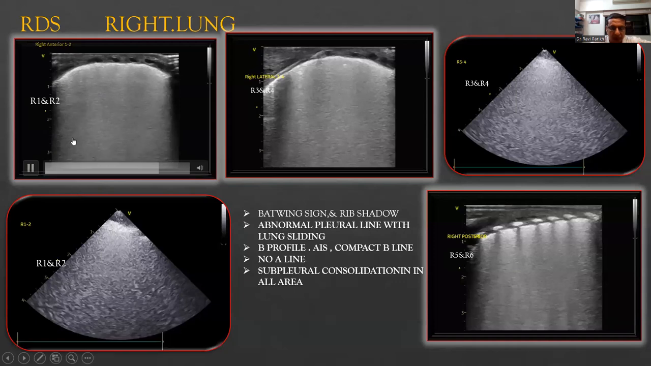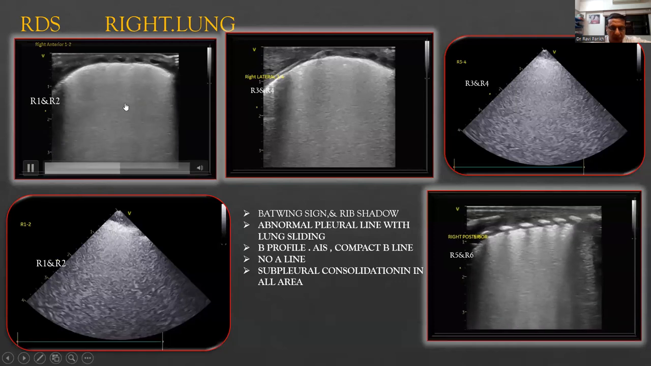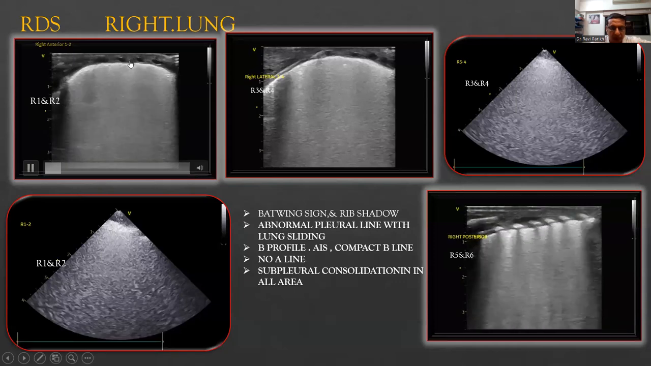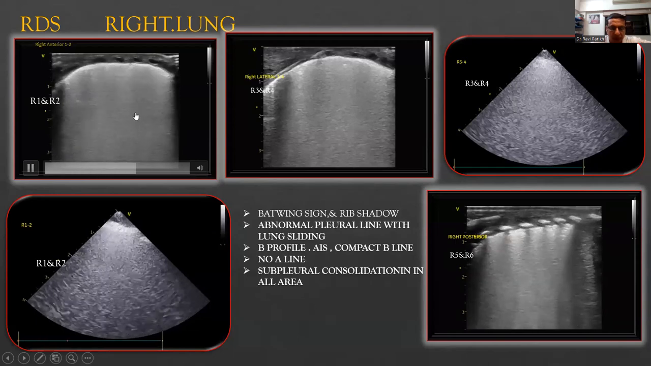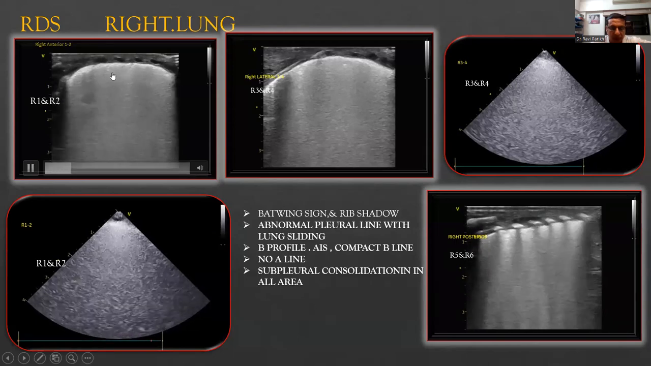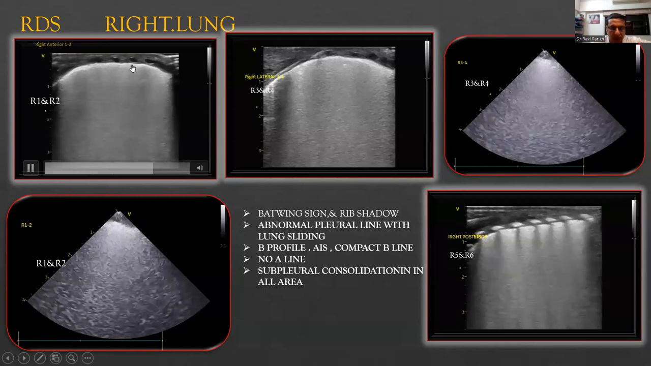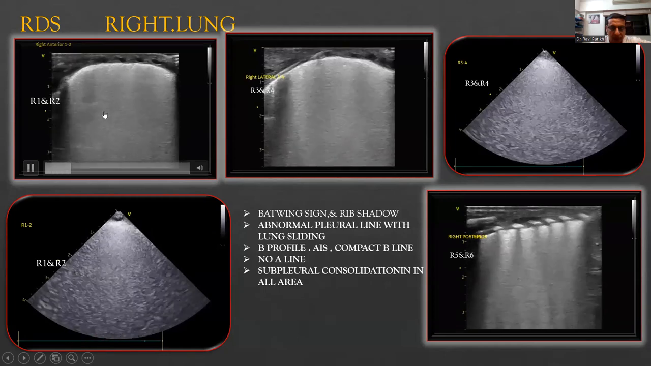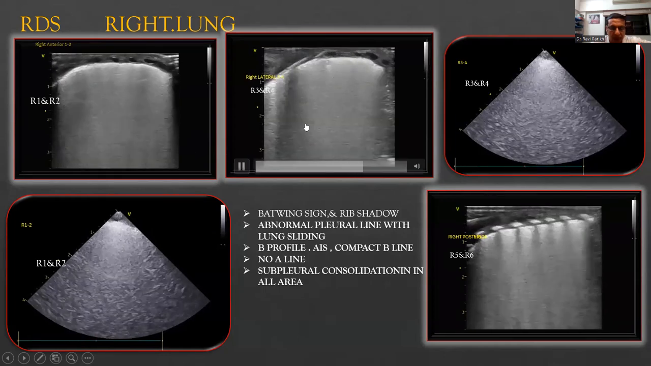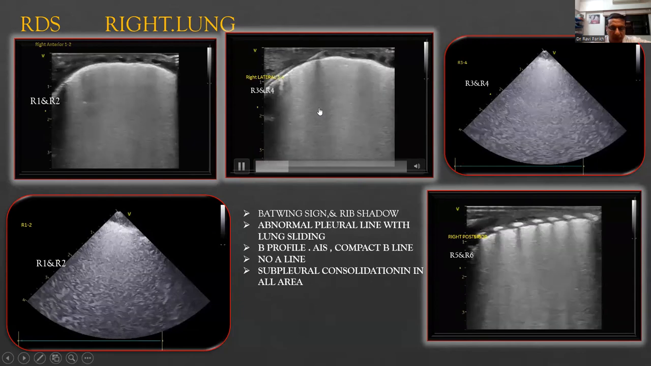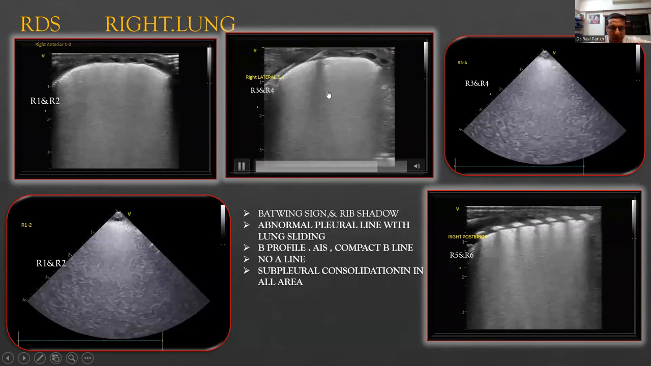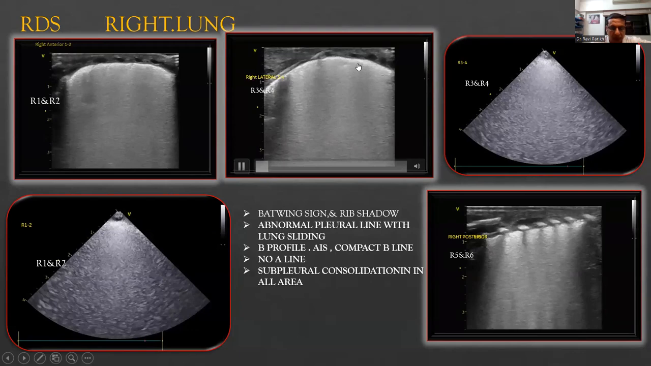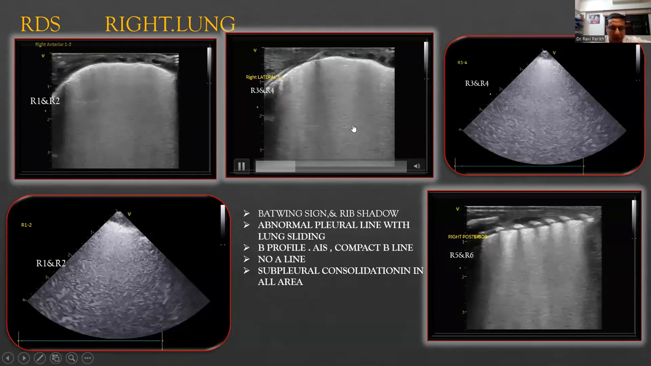This is the first one, R1, R2. It is ribs, no rib shadow. This is pleura, with micro consolidation. Yep. White lung here. And there's also the right lateral, 3 and 4. This micro consolidation, abnormal pleural line, white lung.